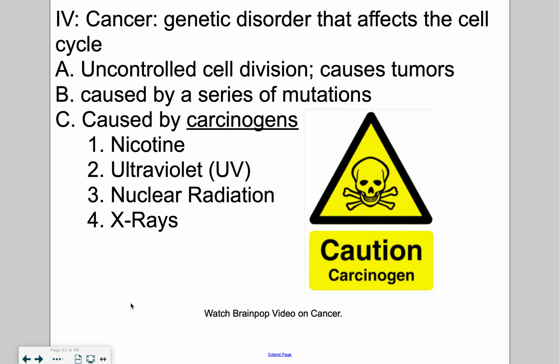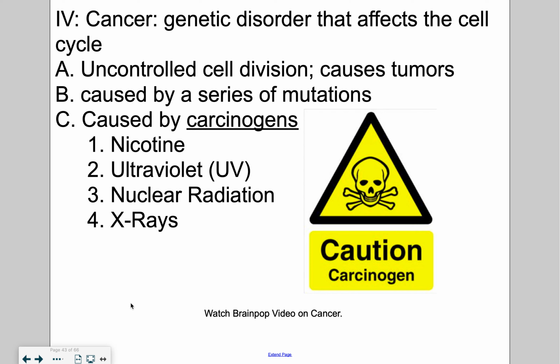Now, cancer is called cancer because of the horoscope sign of Cancer. The horoscope symbol for cancer is a crab, and crabs have pinchers. And so what cancer cells do is they grow out of control and pinch healthy cells to death. So that's why cancer is called cancer.